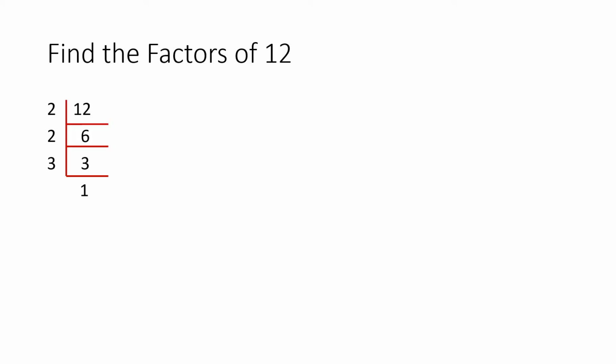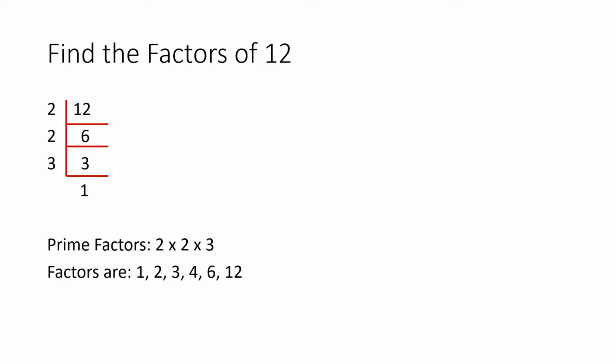We will now look at factors and multiples. Let us try with an example. You will first try to find the factors of 12. I have already done the prime factorization and the prime factors of 12 are 2, 2 and 3. So what are the factors of 12? We will multiply the prime factors in all possible combinations and we get the factors as 1, 2, 3, 4, 6 and 12. We have already learned how to find the factors of a number.